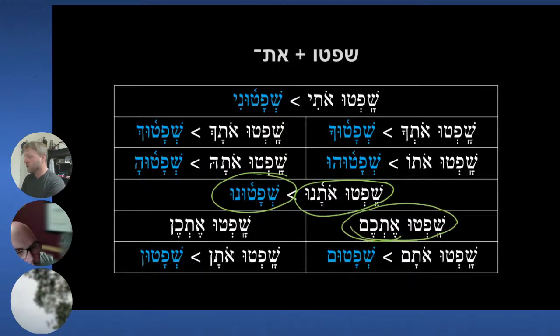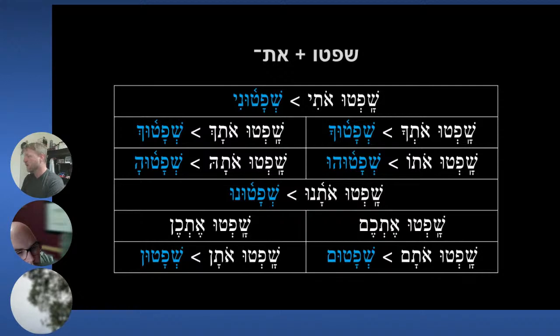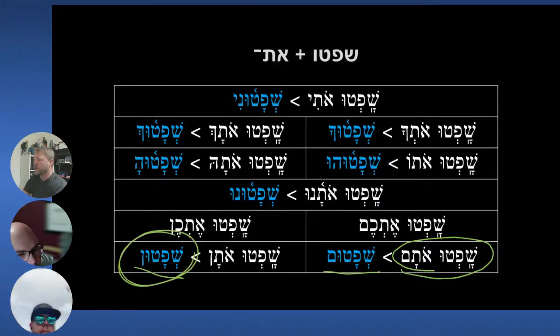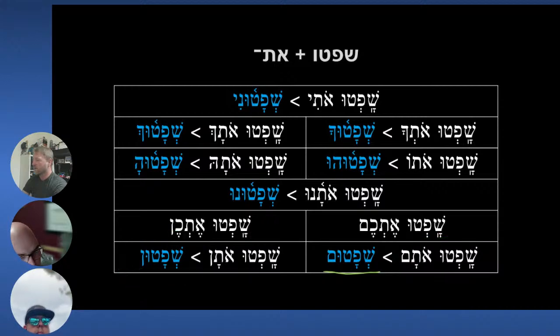Shaftu etchem, they judged you. Shaftu etchen, they judged you. Shaftu otam is simply shvatum, they judged them. Feminine, shvatun. Again, this is extremely rare, but it's obviously easier than shvatuchem, which is not going to happen.